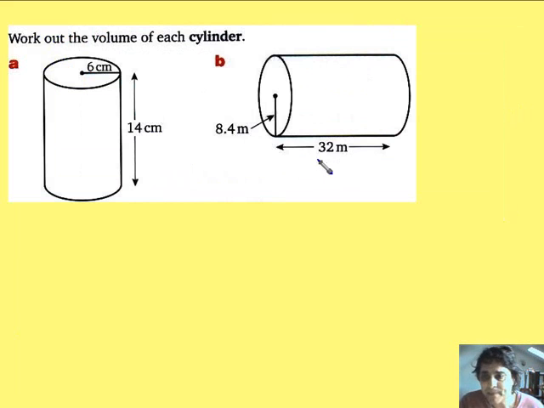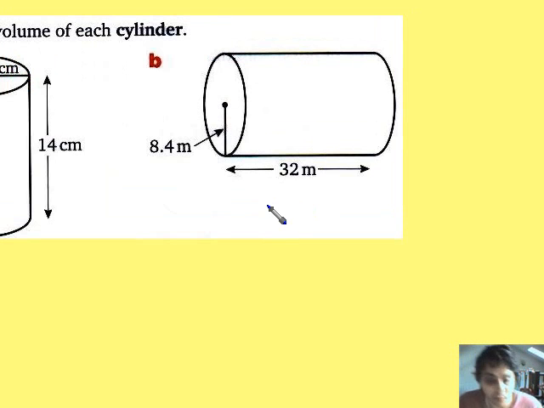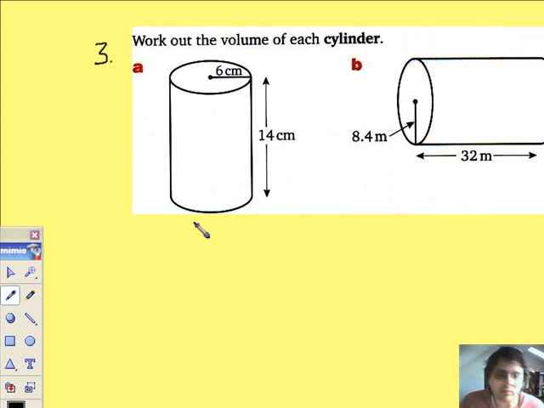B is in metres, so my answer will be in metres cubed, and C was in millimetres, so the answer would have been in millimetres cubed. But apart from that, part C has got nothing to offer whatsoever. So this is page 181, 11.2.